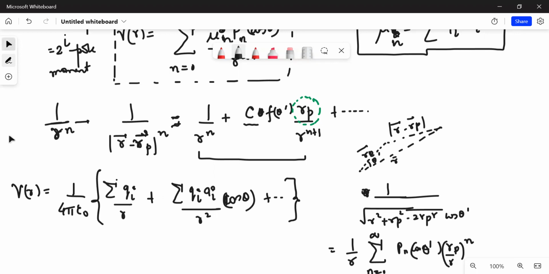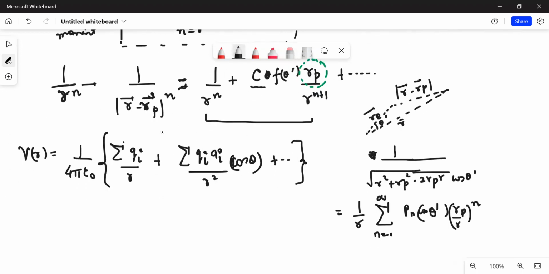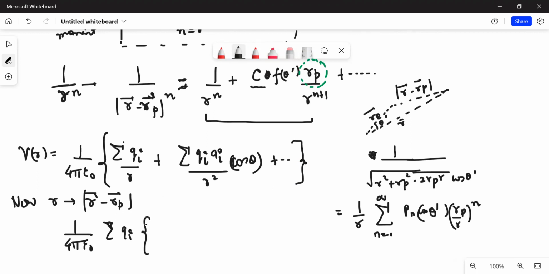Is that clear? Now instead of r, I'm replacing the mod of r vector minus r_p vector. So now after the transformation, I'm replacing r vector by r vector minus r_p vector. अगर ऐसा करते हैं तो क्या होगा? 1/4πε₀, and this is summation q_i, and then there would be, instead of 1/r, I will get, because now r की पावर n था, तो n की जगह अगर 1 लिखता हूँ, यहाँ पे क्या है? r की पावर 1 ही तो है.